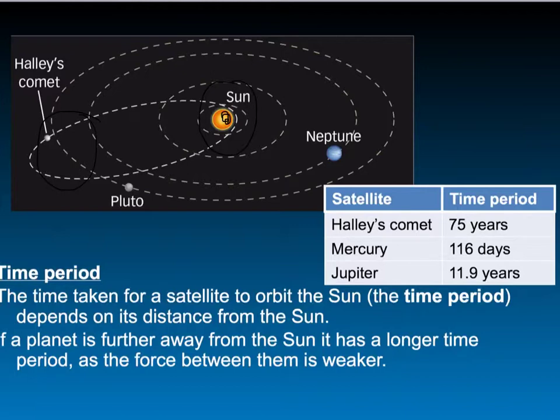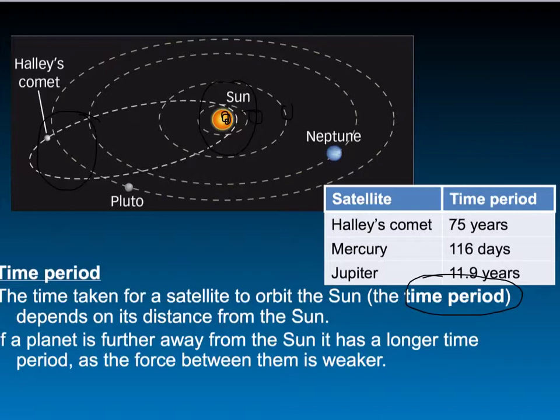So planets that are closer to the Sun, so Mercury, Venus, Earth, Mars, they have a shorter time period than the planets that are further out. So what that means is the ones that are closer to the Sun will move faster, and their time period, or the time it takes them to do one orbit, is a lot shorter than if they were further away from the Sun. So we're in that weaker gravitational field strength.